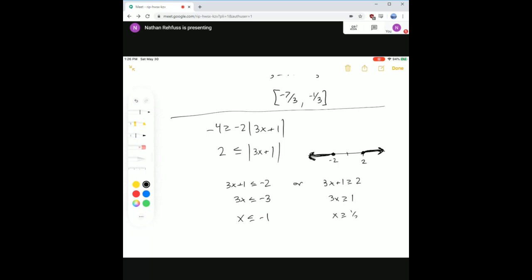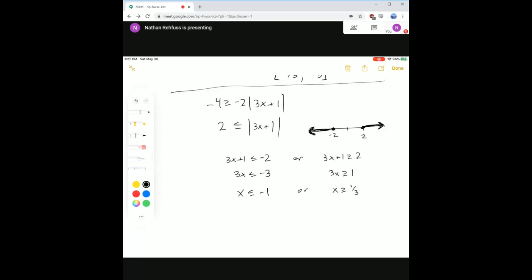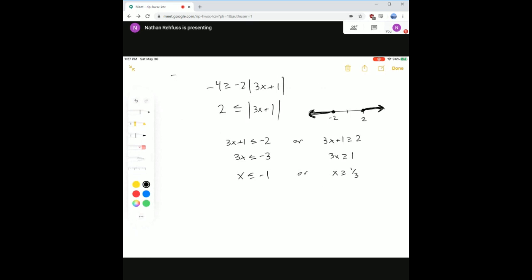So this is again an or. Either one works. It can be less than or equal to -1, or it can be bigger than or equal to 1/3. So here's -1, and we can go below that if we want. And here's +1/3, and we can go above that if we want, but we can't get in between. So our solution is, we can go from -infinity up to -1, or we can go from 1/3 up to infinity. Make sense? All right.